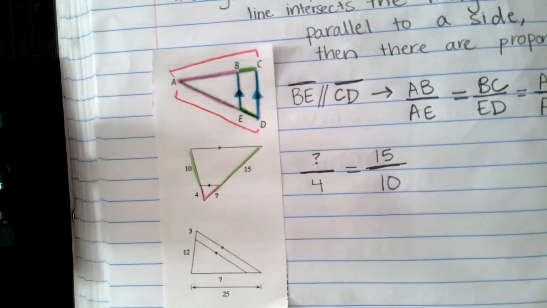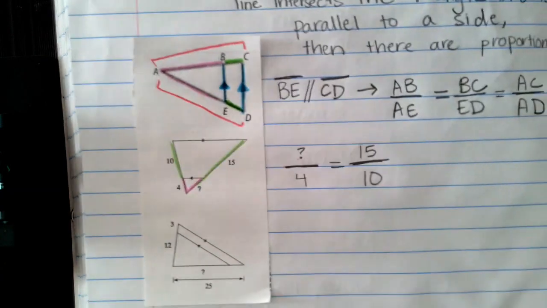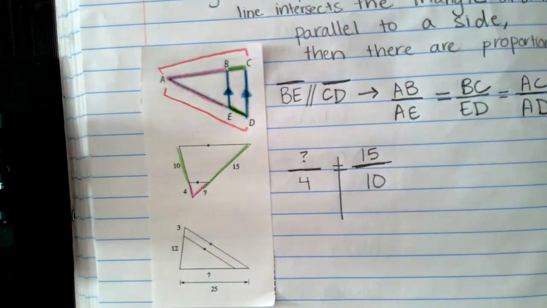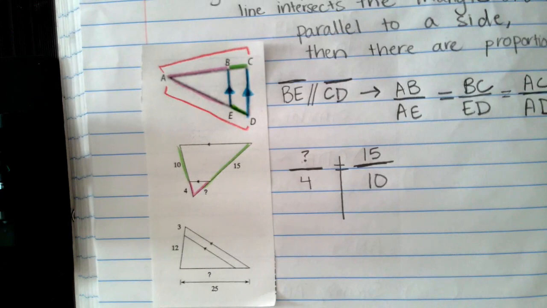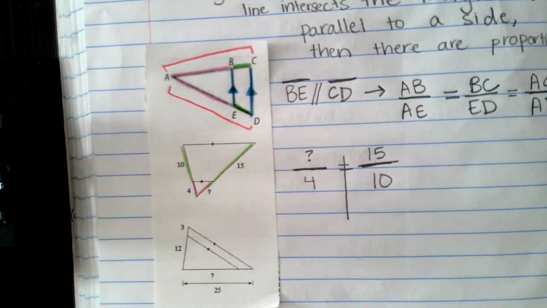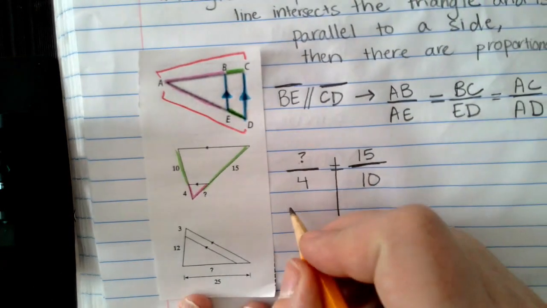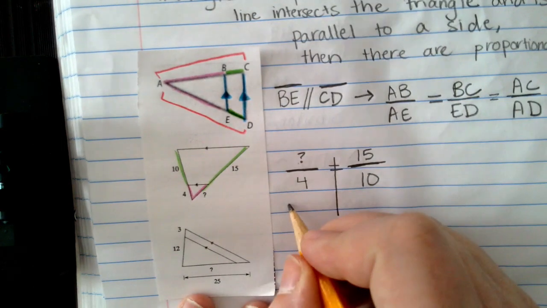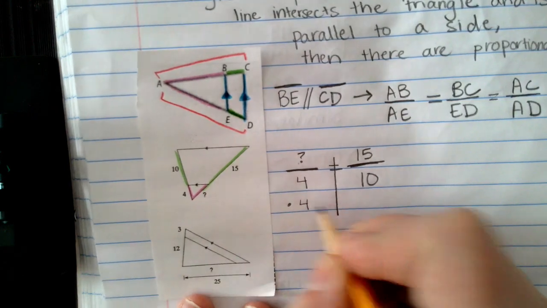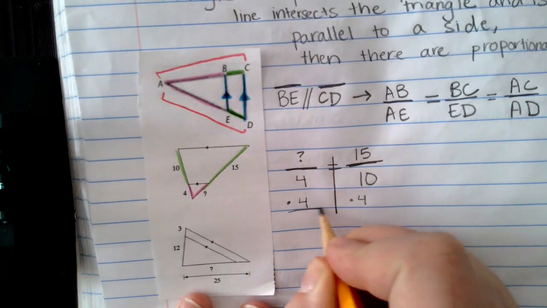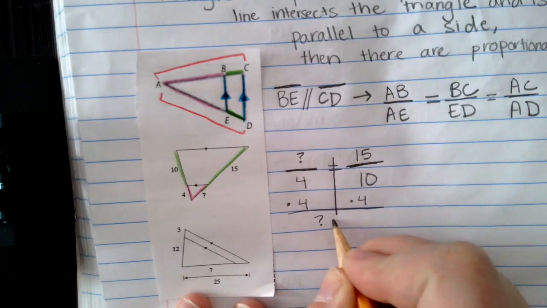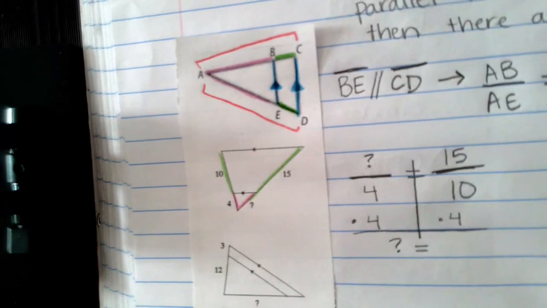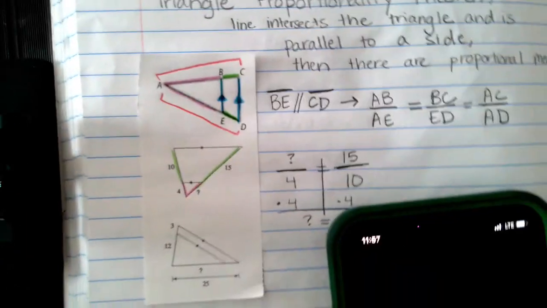Alright, so how am I going to solve this proportion? Somebody said it. Multiply by 4. You guys probably think I'm crazy when I say somebody said it, but I did hear someone say it, I promise. Alright, so in our calculator, we're going to do 15 divided by 10 times 4. And we get 6.